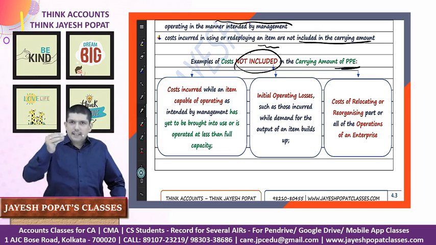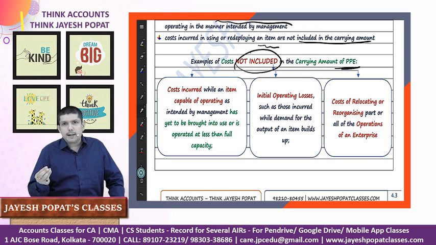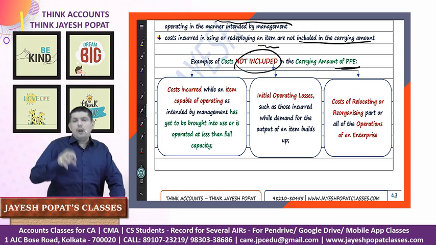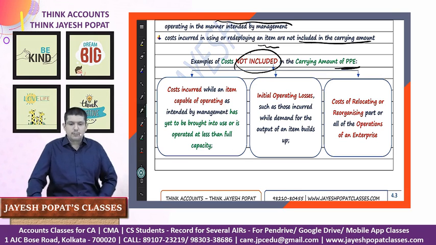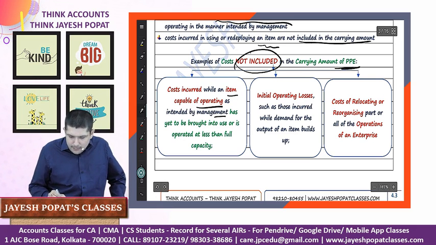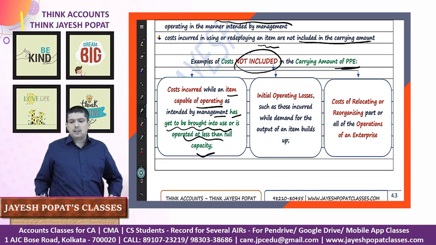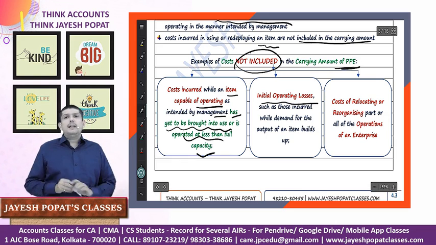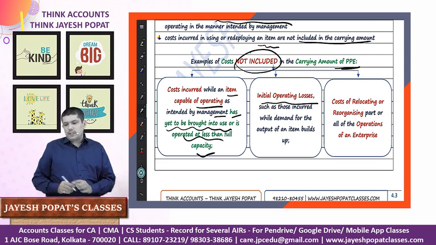that your asset is ready for the intended use. Now it is in a position that it can be used in the manner intended by the management, but you don't use that asset, or maybe you are using that asset at a lower capacity. During that period, if certain costs are incurred, that will not be capitalized in the cost of the item of PPE. Cost incurred while an item capable of operating as intended by the management has yet to be brought into use or is operating at less than full capacity, you will not capitalize the cost in relation to this particular time. Initial operating losses normally happen, in the initial period there are certain losses which are incurred. These are not considered as cost of the item of PPE.